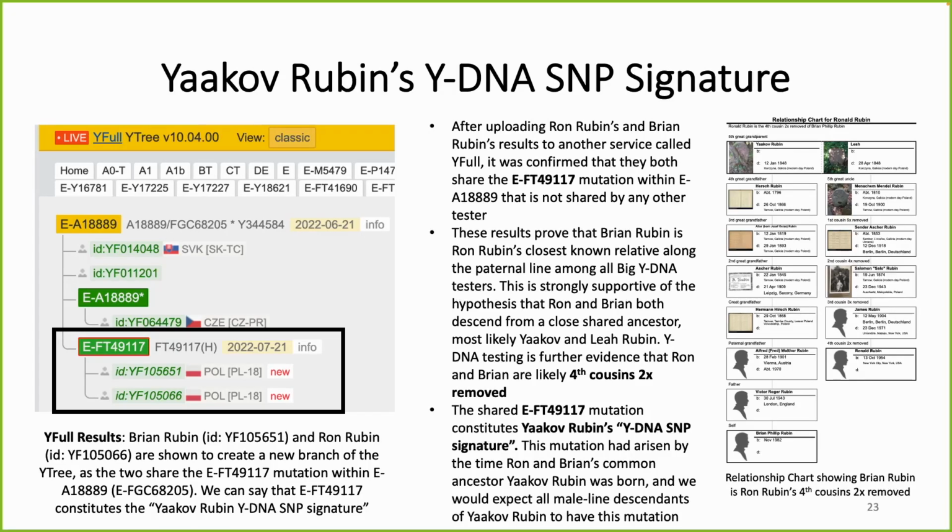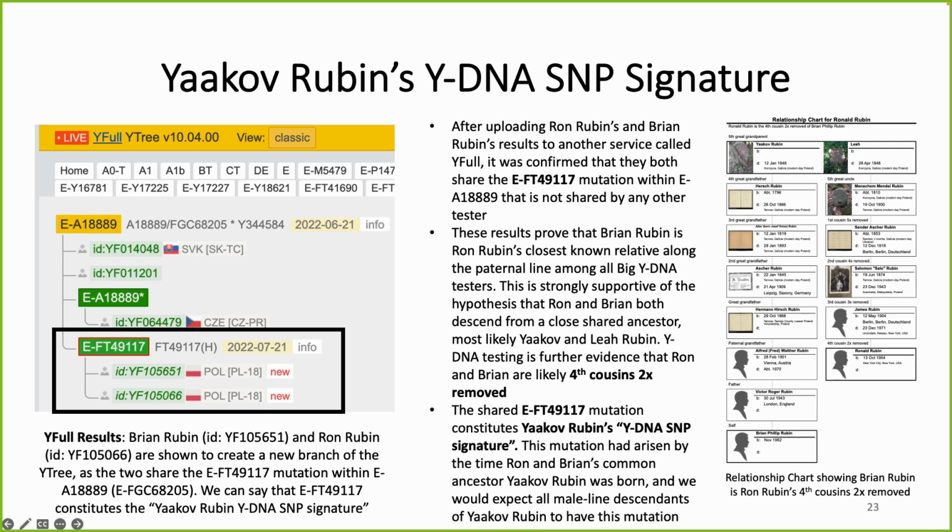And this is a different visualization on the left-hand side. There's another website that I use. There's Family Tree DNA, but there's a website that's available more publicly to anyone to see the Y-DNA tree, and it's called YFull. I uploaded Ron Rubin and Brian Rubin's results to YFull, and you can see that they conduct their own analysis of the data, and they came to the same conclusion. They created a new sub-branch within EA1889.